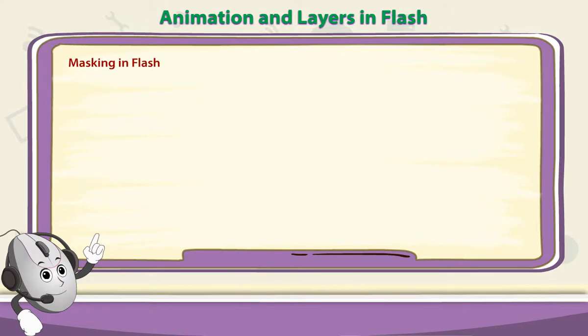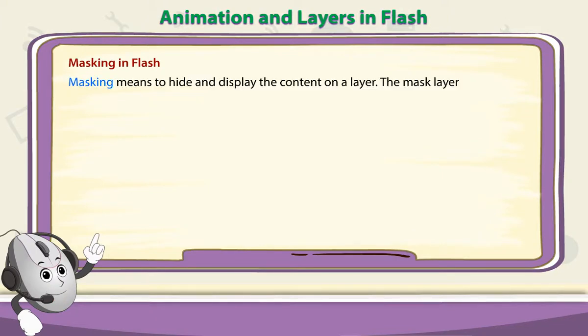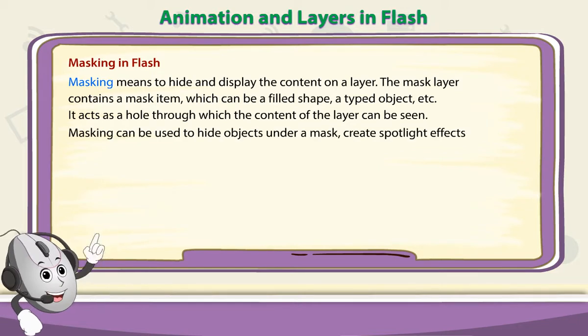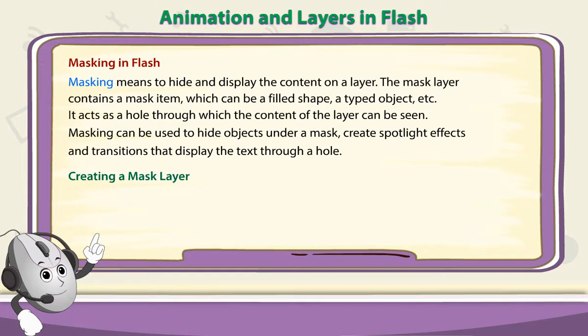Masking in Flash. Masking means to hide and display the content on a layer. The mask layer contains a mask item, which can be a filled shape, a typed object, etc. It acts as a hole through which the content of the layer can be seen. Masking can be used to hide objects under a mask, create spotlight effects, and transitions that display the text through a hole.